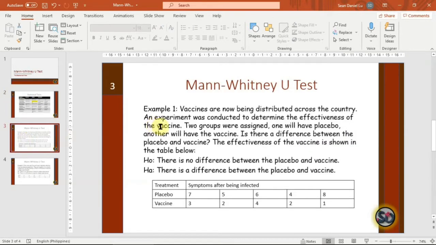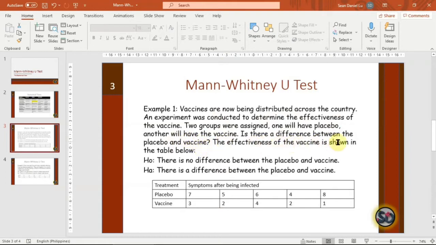Example number 1. Vaccines are now being distributed across the country. An experiment was conducted to determine the effectiveness of the vaccine. Two groups were assigned. One will have a placebo, the other will have the vaccine. So these two groups are independent. The results they produce are independent of each other. They are not related in any way. Is there a difference between the placebo and vaccine?